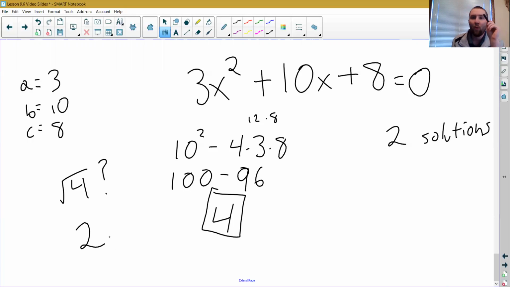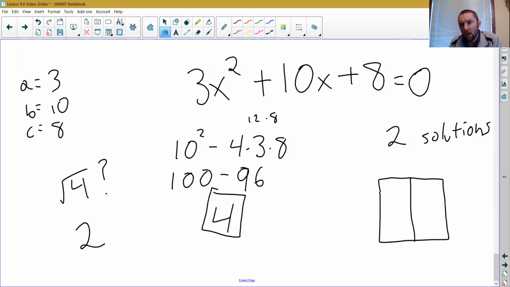Now, we would have to use the window method to factor, right? So if you are not super comfortable with the window method or don't like it very much, you may still choose to do the quadratic formula, which is perfectly fine. You're always allowed to do that. But we certainly could do the window method here.